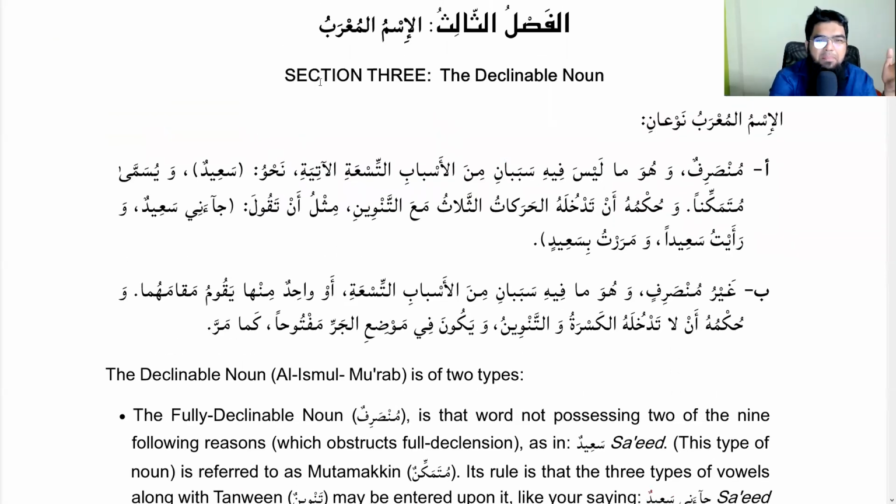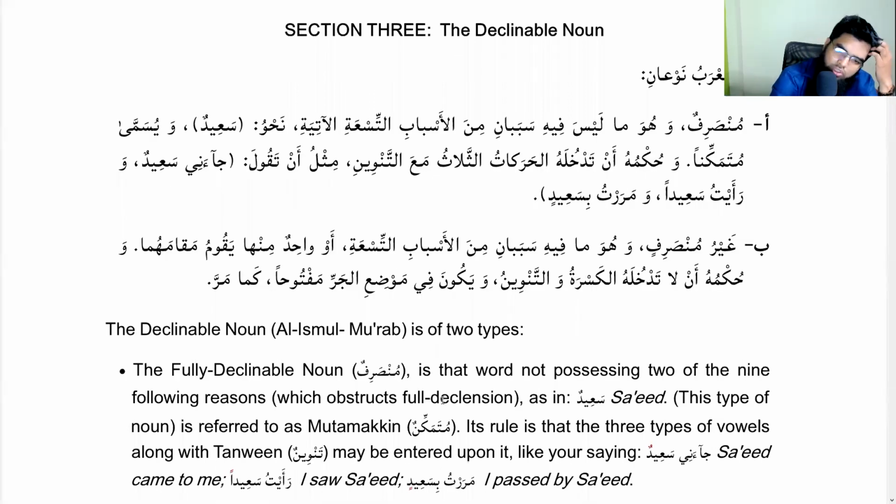But remember, munsarif means it takes all the endings. Sa'idun, sa'idan, sa'idin. Fatha, dhamma, kasra, everything it takes. So those are called munsarif, normal ones. They're not abnormal. وَيُسَمَّى مُتَمَكِّنًا also. They're also called mutamakkin because they take tanween, everything. وحكمه أن تدخله الحركات الثلاث مع التنوين.